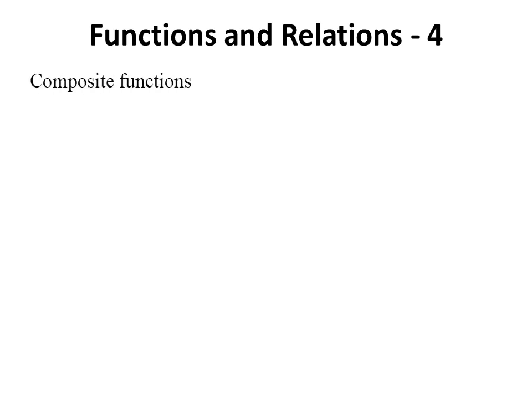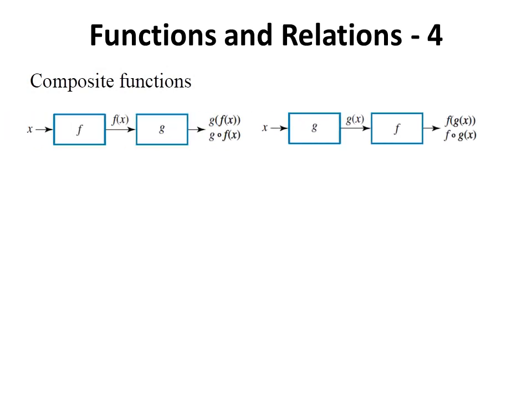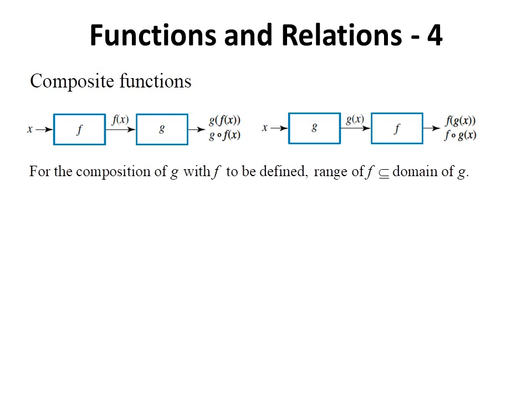Composition of 2 functions occur when the output of one function becomes the input for a second function. As shown in the diagram, the composite function g of f(x) involves expressing g(x) in terms of f(x). On the other hand, the composite function f of g(x) involves expressing f(x) in terms of g(x). The domain of the composite function g of f(x) equals the domain of f(x), while the domain of the composite function f of g(x) equals the domain of g(x).